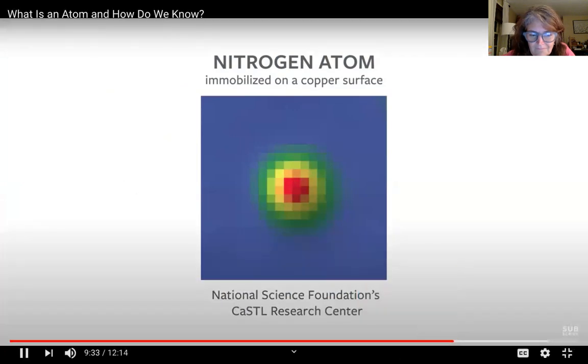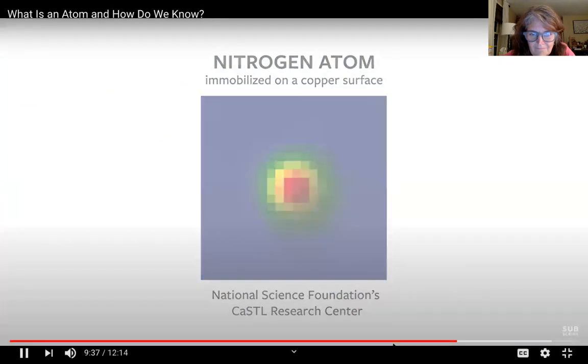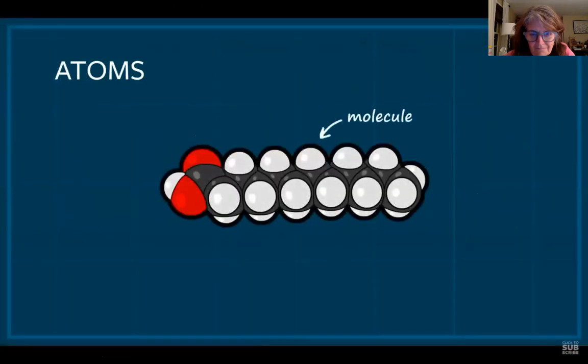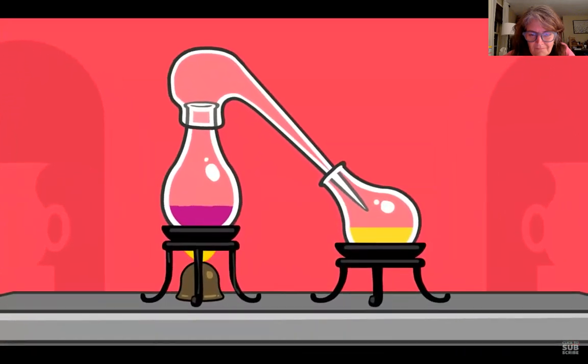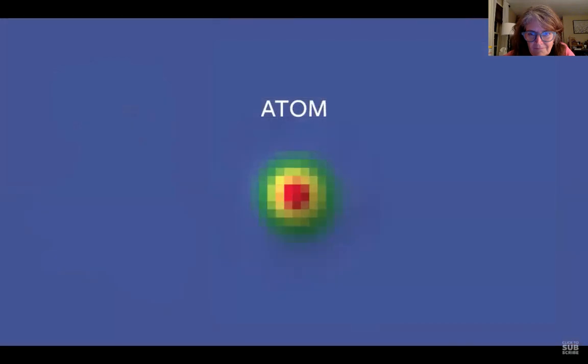Atoms exist. So in summary, what is an atom? Atoms are the fundamental building blocks of chemistry. How do we know they exist? Through chemical reactions, we can witness their effects. Through mathematical equations combined with indirect observations, we can calculate their various sizes. And finally, with the aid of new technologies such as the scanning tunneling microscope, atoms can now be seen.